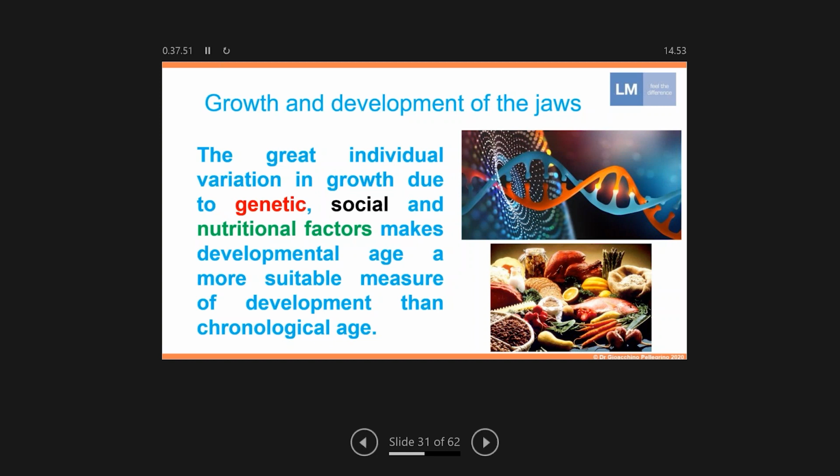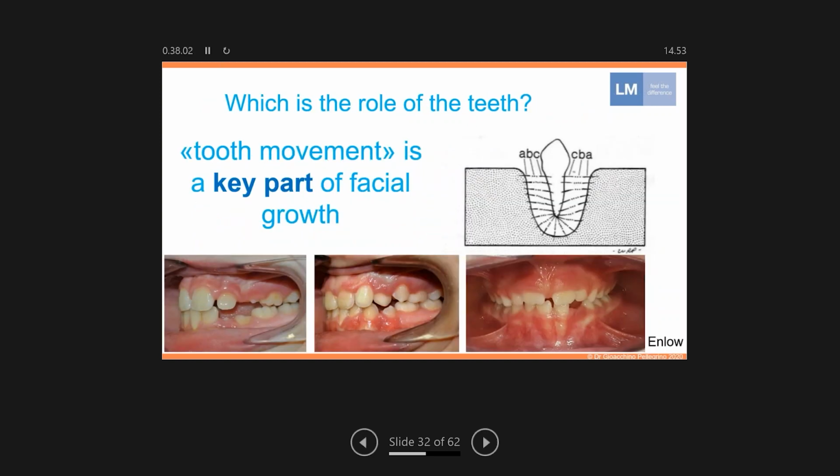And hard food is something really essential to reach a good growth and, at the end, a good relationship at the end of the growth. But what is the role of the teeth? Why are the teeth so important? Because tooth movement, the movement of the single tooth, is a key part of facial growth.